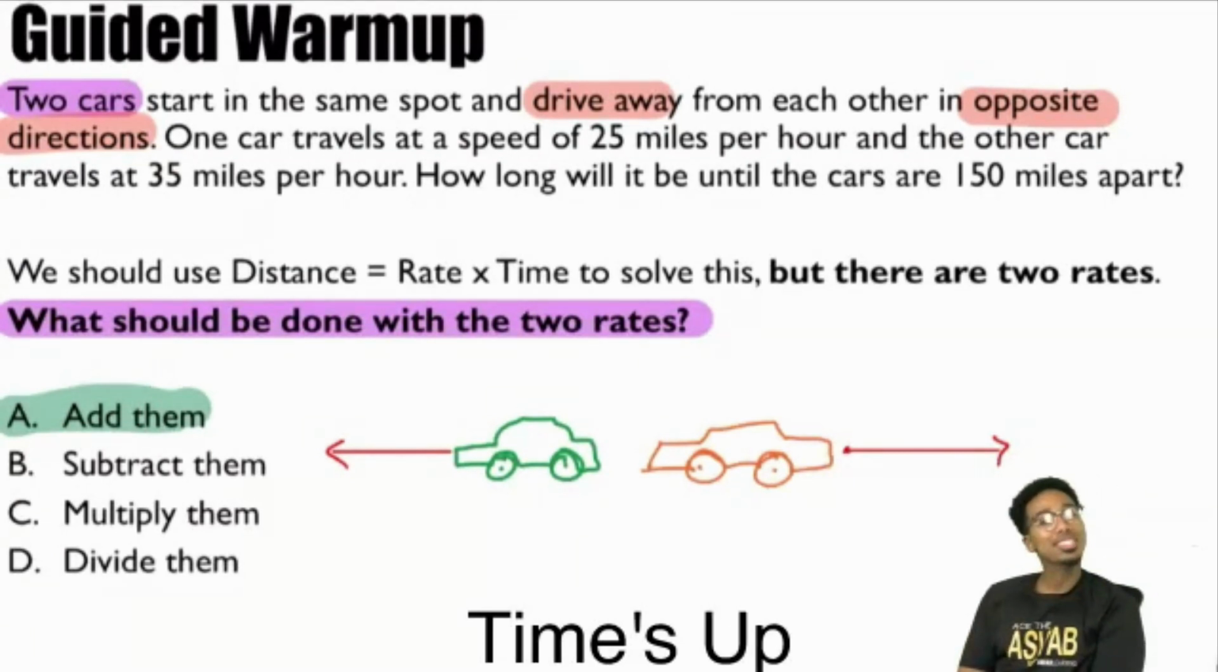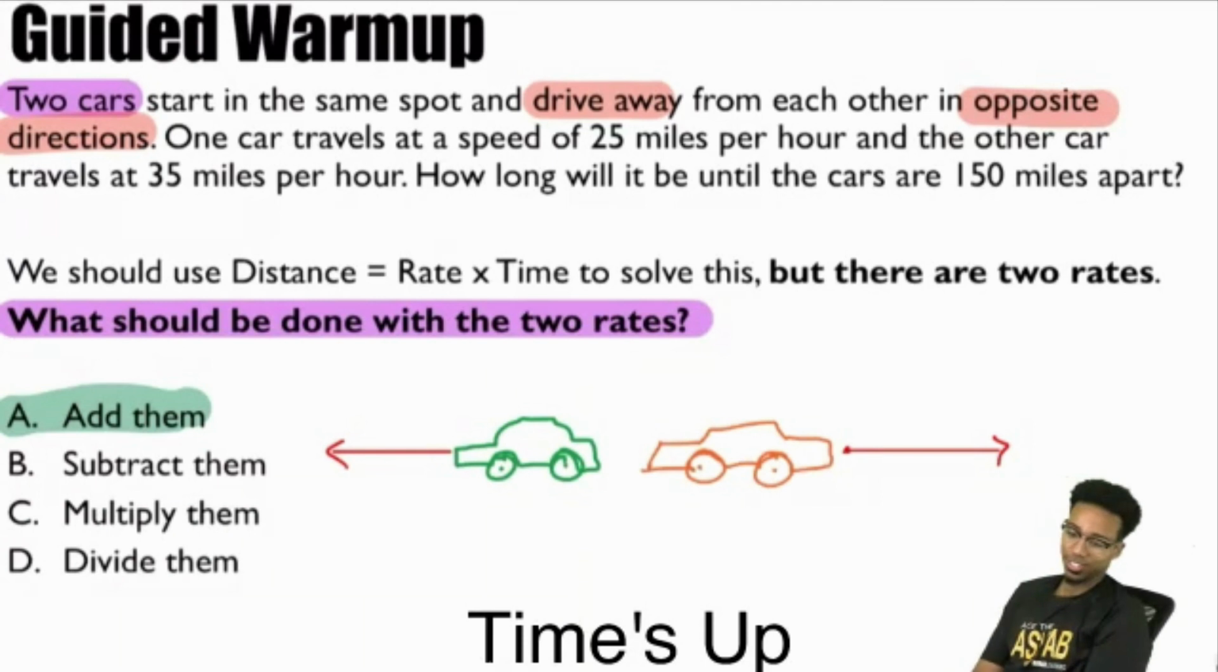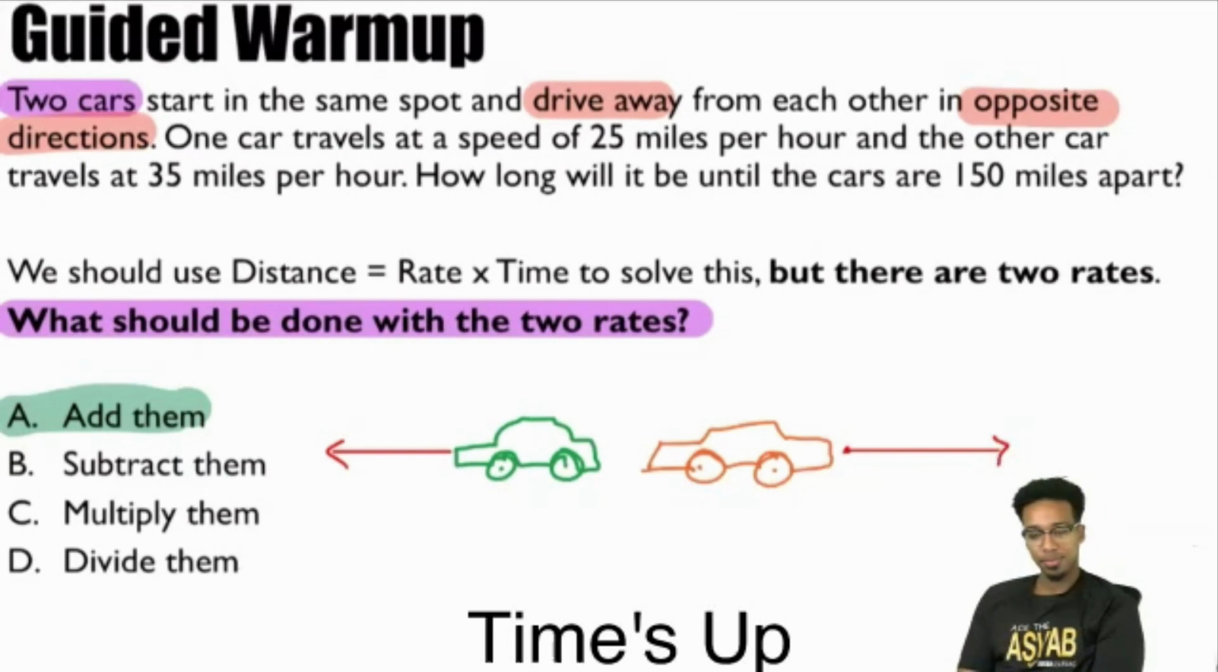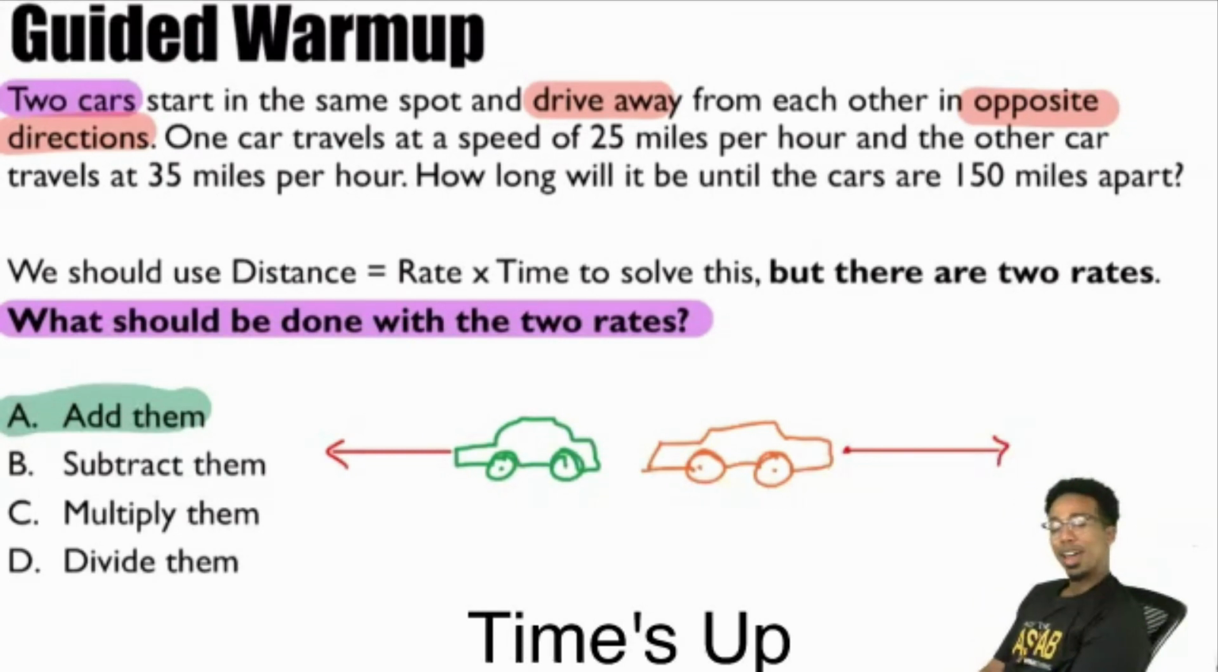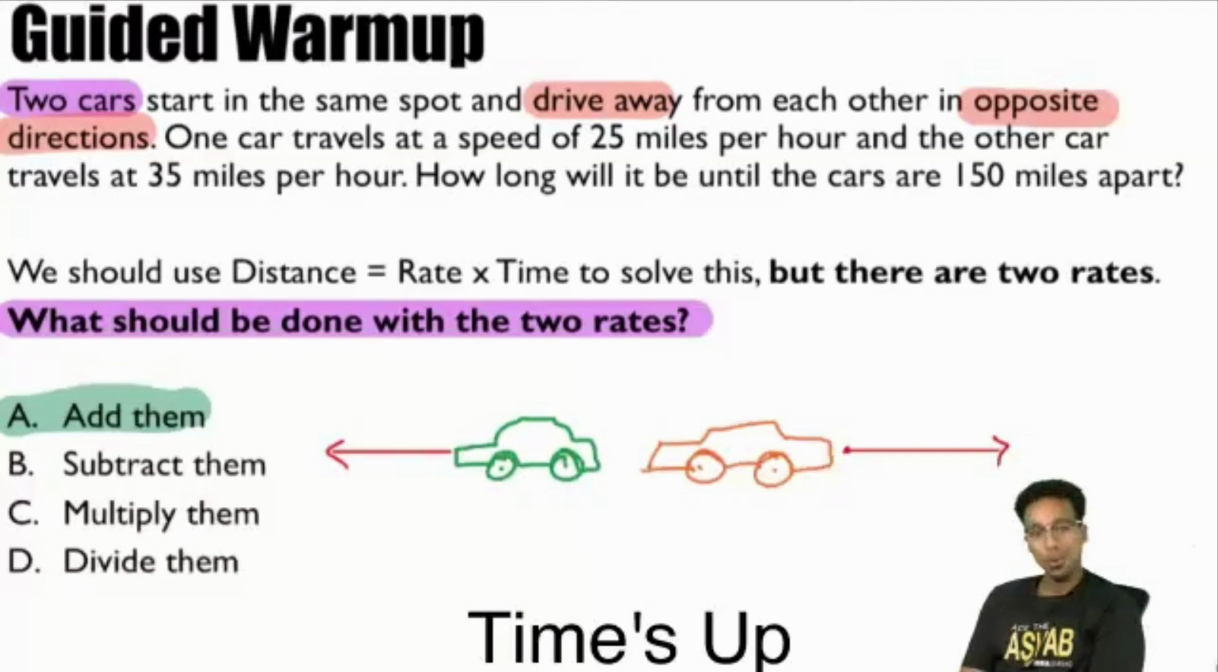So everybody go ahead and type into the chat box why you're adding those rates. And don't tell me that they're going in opposite directions. What's the reason that we would add if they're going in opposite directions? Give me the reason in English. In English, what's the reason? I don't need complicated mathematical jargon. I don't want that. I want it in your own words. Why are we adding these rates?